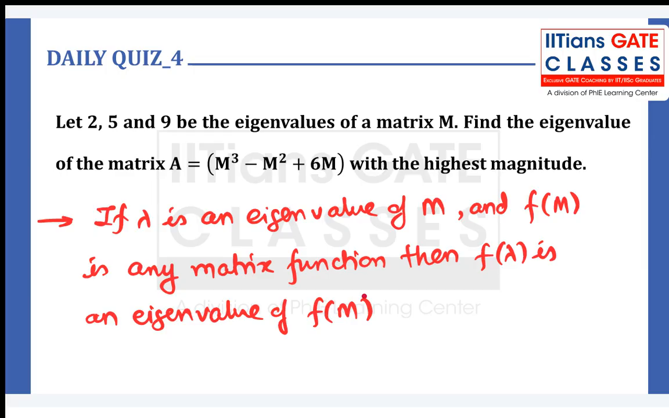And why do we use that? Because you have some matrix M and they have defined some matrix function, M cube minus M, so it's like a polynomial matrix function. They have given you the lambdas of your original matrix M, and they're asking you to find the eigenvalue of the matrix A, which is a matrix function of M, with the highest magnitude. So first you should understand that if you are deriving a polynomial matrix function, then whatever the eigenvalue of the original matrix M is, by the same function you have to transform it to get the eigenvalue of that matrix function.